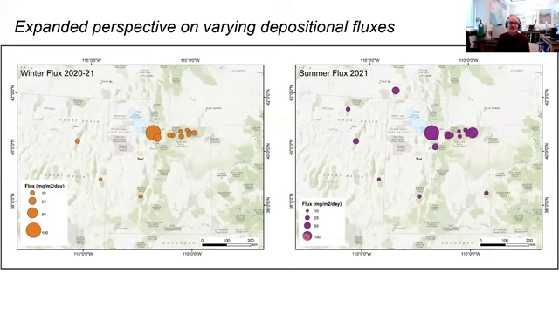Here, from just the first 2 seasons where the full network, or almost the full network in this case, was in place, we can see that spatial and temporal variability in dust flux occurs on an even more dramatic scale when you consider more locations than just the Uintas. So here, for instance, in the winter of 2021, the flux was really high in Salt Lake City, really high at a reasonably high elevation in the Wasatch here, really, really low in the South Snake Range.